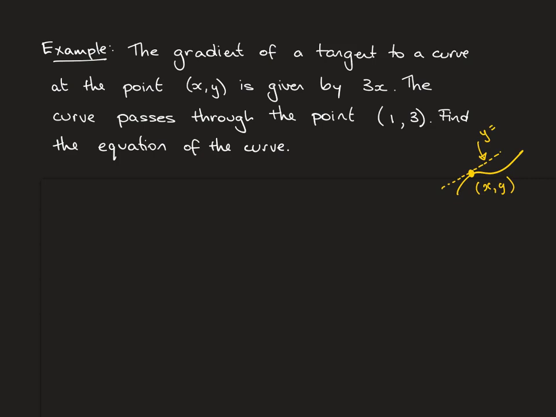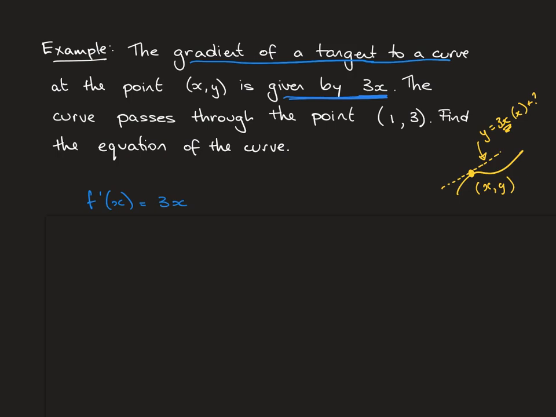So y equals 3x times x. Y equals mx plus some number. So the gradient of that tangent. Now we know that the gradient of a tangent to a curve is in fact just f dashed of x. And our question tells us that the gradient of the tangent to the curve is given by 3x. So we've got f dashed of x is equal to 3x.